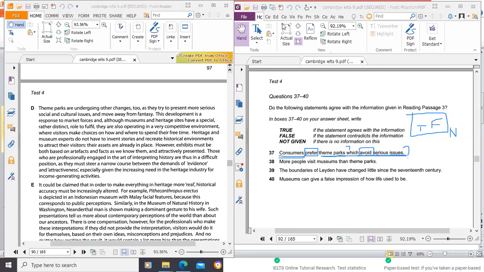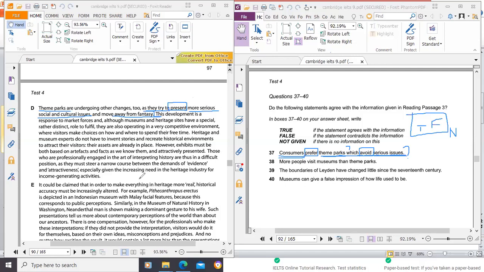Okay, you want to look for the words: theme parks, preferences, and serious issue. Those ones will lead us to the answers. So theme parks are undergoing this as they try to present, as they embrace more serious socio-cultural issues and move away from fantasy. So this is where the answer is.